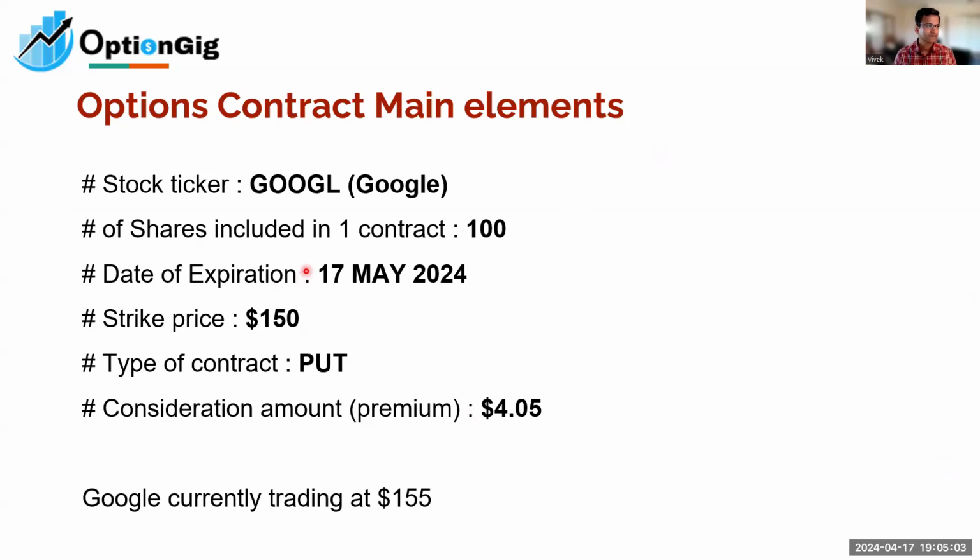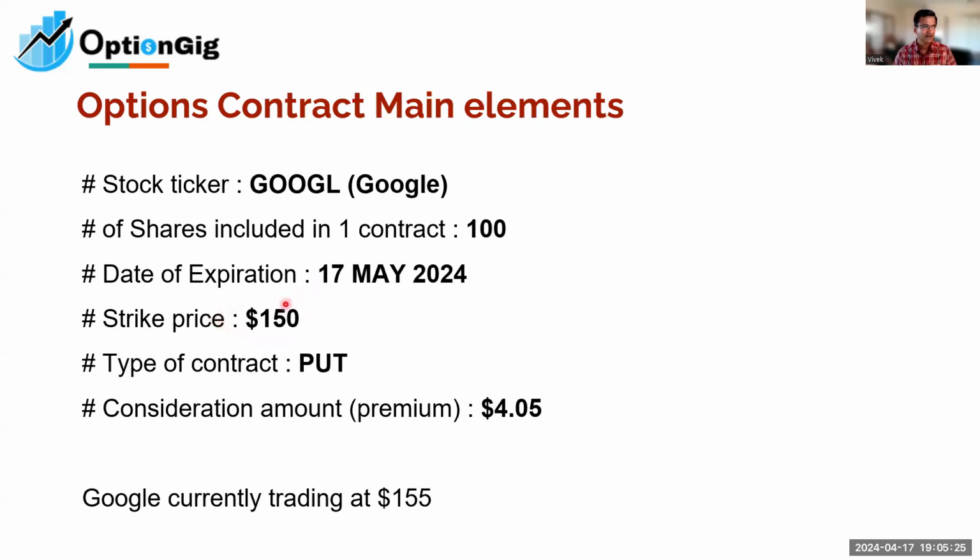under one contract. What's the date of expiration? When does this contract expire? 17th May. On 18th May, my right is gone. I don't have any rights. It's just like if your insurance expires and the car gets damaged a day after, it's over. Your insurance is no longer valid.